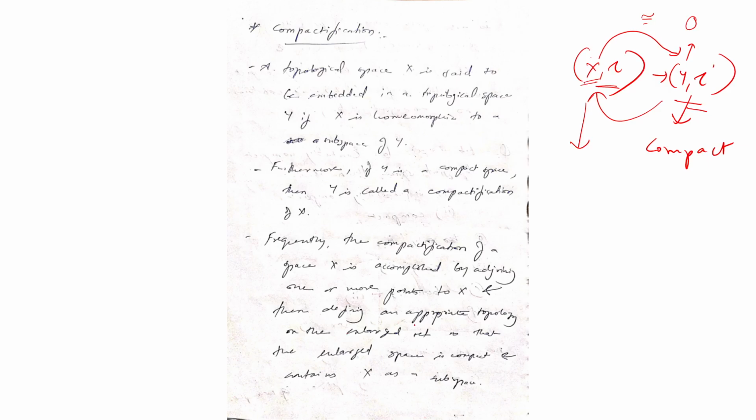And then defining an appropriate topology on the enlarged set. So you will first add some points in X and then define a topology tau dash on that enlarged set, so that the enlarged space is compact. Whatever enlarged space you get should be compact and contain X as a subspace. Since you have added points in X, obviously it will contain X. In this way you form the compactification of a space X comma tau.